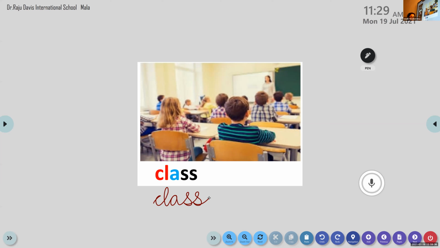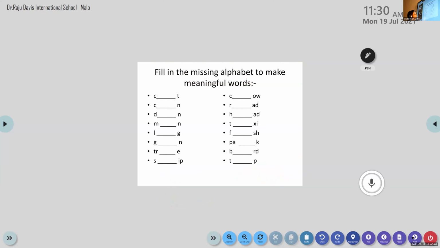If it is a one-syllable word, this is the only way to sound out the word, through its individual sound. Each letter has a distinct sound. So class. Similarly, you write and learn. Okay. As you write the word, sound out each sound. Class. Okay. So I hope you have learned this word. Now let's move on to the next word.